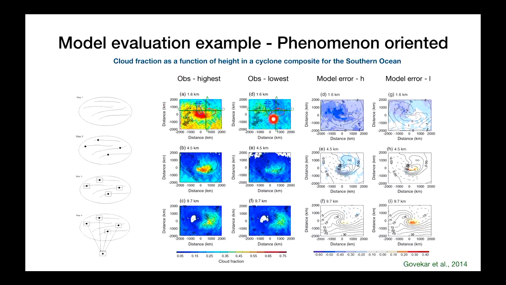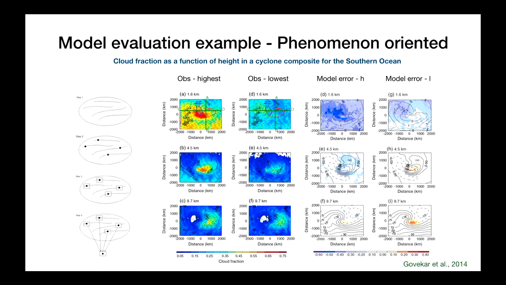So that's the range of possible answers from the observations. This is clouds at about 2 kilometers, 4 kilometers, 10 kilometers. And these are the model errors, but this is the error against the high estimate. This is the error against the low estimate. So we see, for instance, for the middle, we can't really tell. Against the high estimate, there's not enough cloud. Against the low estimate, there's too much. Upper levels, same story. But at lower levels, in the northwest quadrant of the cyclone, the model always underestimates the cloud, no matter whether we use the high or the low estimate. So there we've learned something.